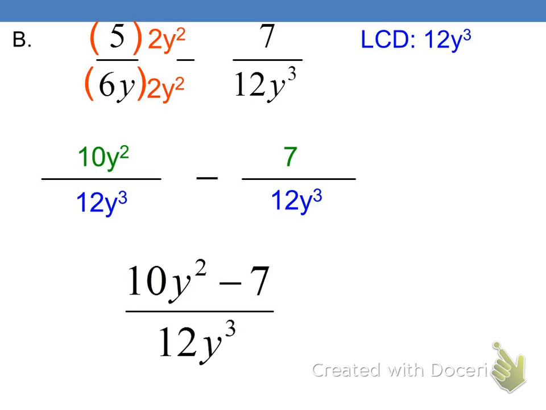Now, does anything factor out of 10y squared minus 7? Are there any GCFs there? So can I do any simplifying? Can I simplify the 10 and the 12? Can I simplify the y's? Absolutely not. What are your questions?